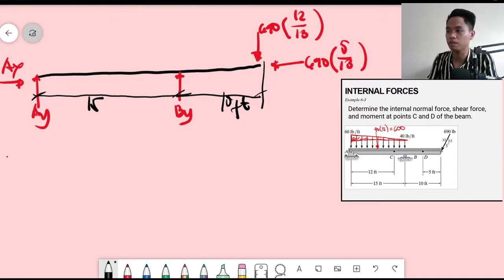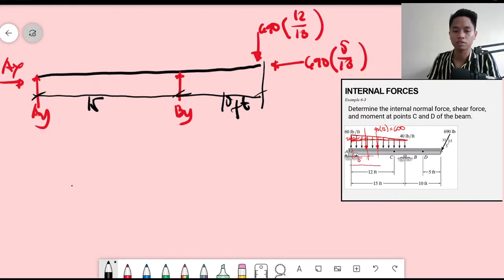Since it is 60 and we subtracted 40, we get a triangle with a height of 20. Then the centroid of this triangle, you should already know, is 1/3 of this base. So what is 1/3 of 15? This would be 5.